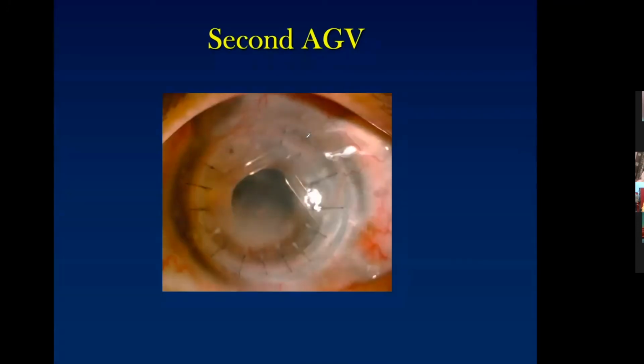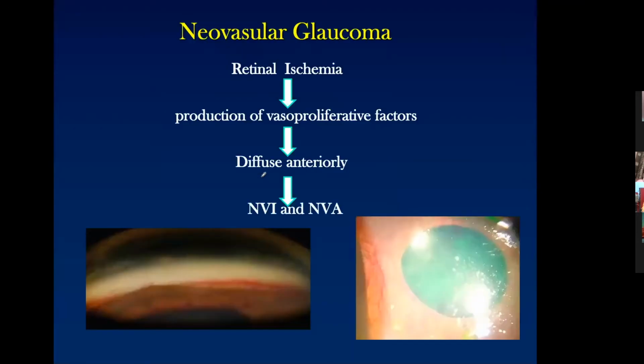If one tube fails, we can also try putting a second tube. So this is the first tube, and after putting it, the pressure was still high. A second AGV can also be implanted in such cases. So even if the surgery is less successful after putting one tube, you can try putting a second tube. There are chances that we can control the intraocular pressure by putting two AGVs.